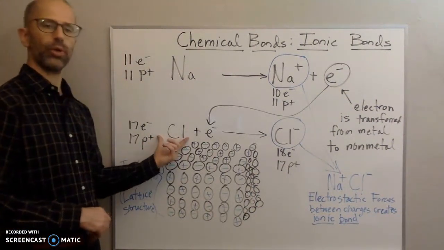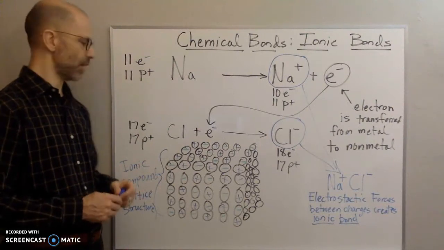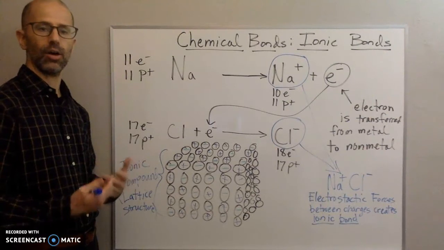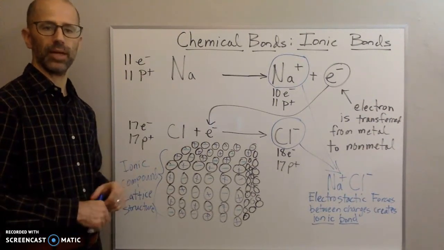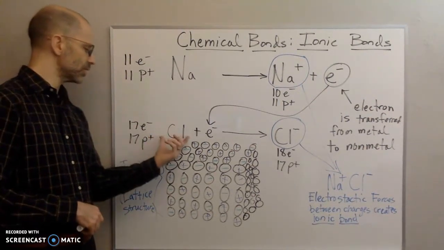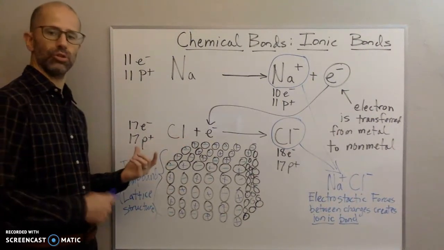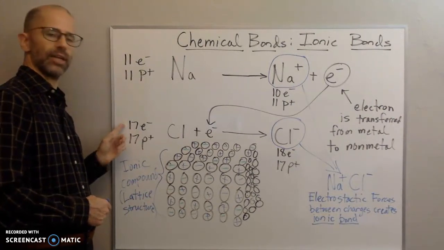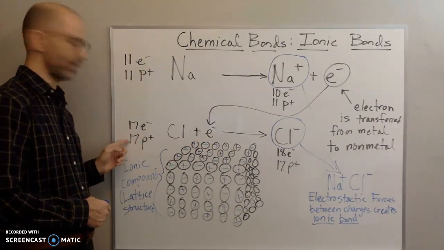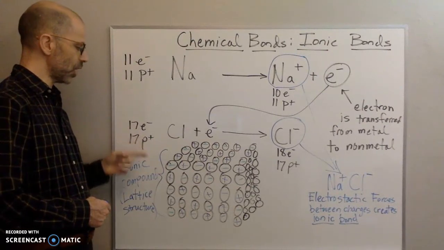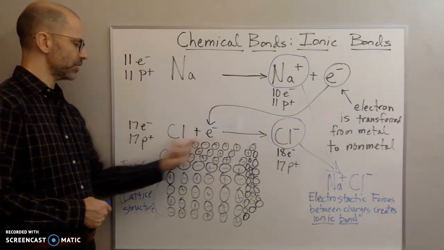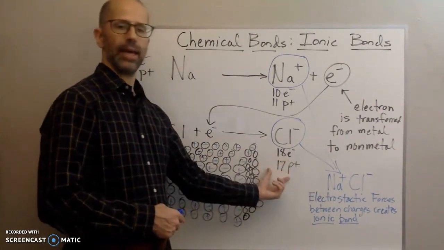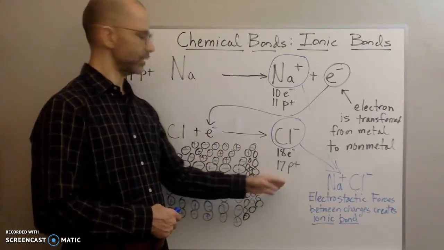Chlorine is going to pick up that electron. So chlorine is a nonmetal. Nonmetals love to pick up electrons. So this chlorine starts off neutral, and it has 17 electrons and 17 protons. So it's got balanced charge, so it's neutral. Now it picks up an extra electron. It's now going to have 18 electrons and 17 protons.